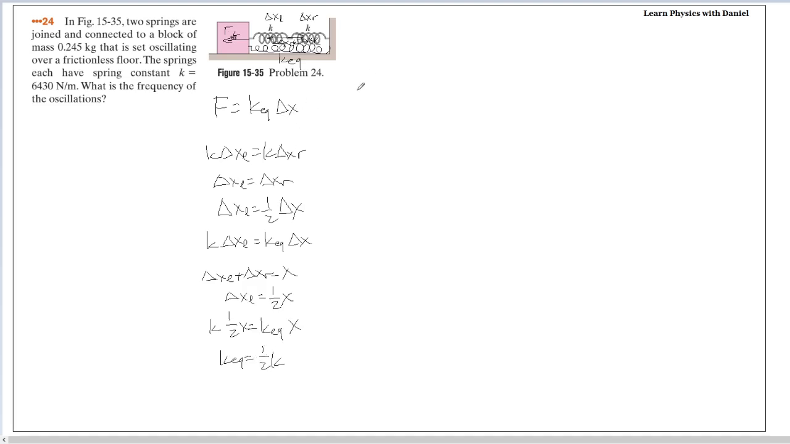So from there it's very simple. We take our equation of frequency for simple harmonic motion, which is 1 over 2 pi times the square root of K over m. So we replace K with K equivalent, and we have 1 over 2 pi times the square root of K over 2m. If we plug in our numbers, this gives us 1 over 2 pi times the square root of 6,430 newtons per meter over 2 times 0.245 kilograms. If you plug all that into your calculator, you should get that your frequency is 18.2 hertz.